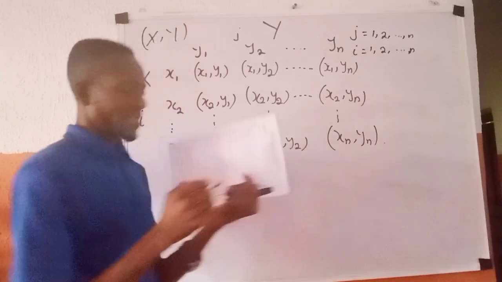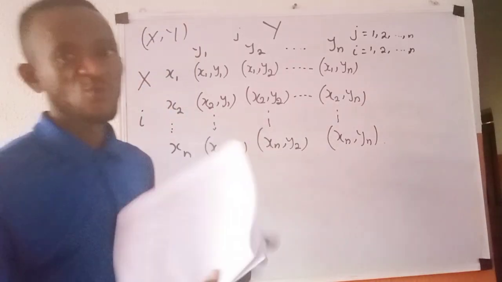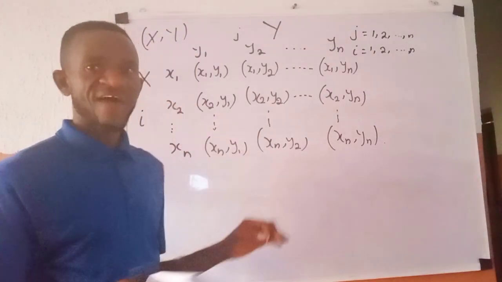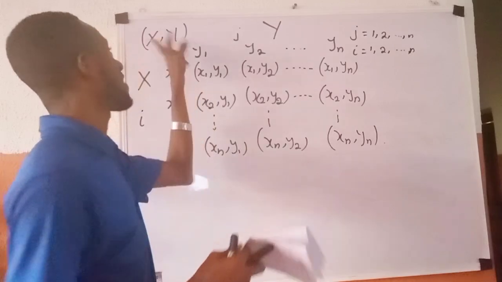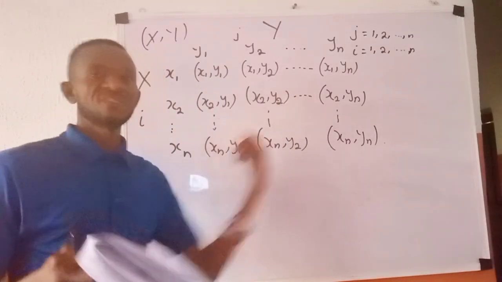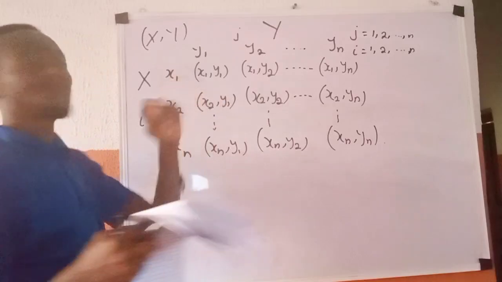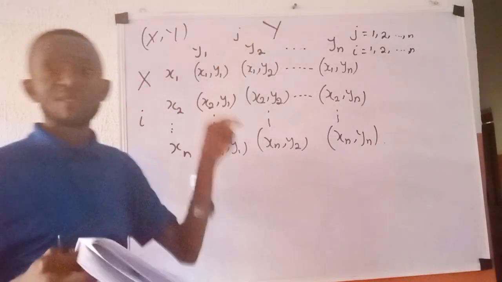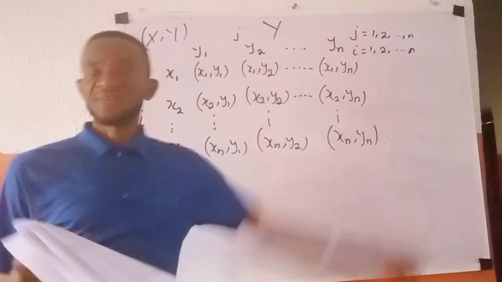So these are the possible values of the bivariate random variable (x, y) taken on that sample space where the random variables x and y were ab initio defined.